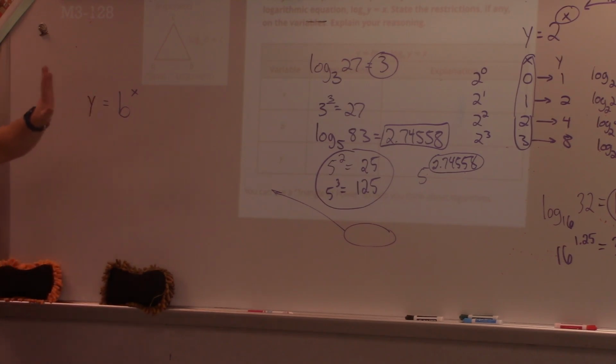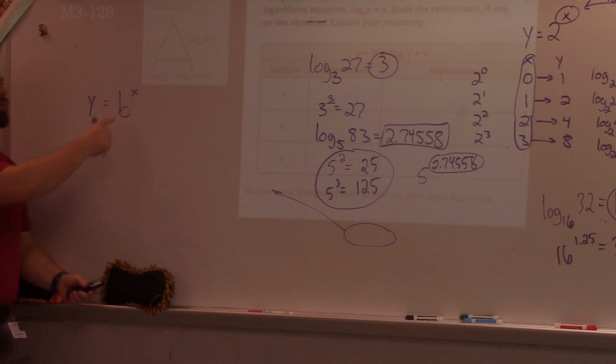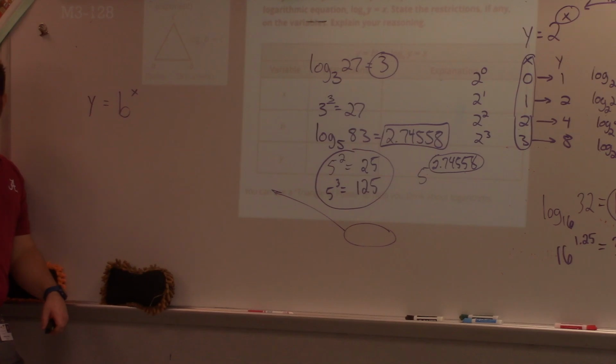Notice it's asking about restrictions. Are there any restrictions? So like if I were to graph b to the x and think about that function, are there any restrictions for x? Anything that that input cannot be? So anyone know, can I do b to the 0? What's b to the 0? 1. So I can have an input of 0, that's okay.